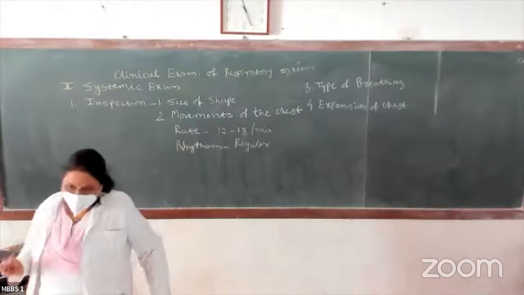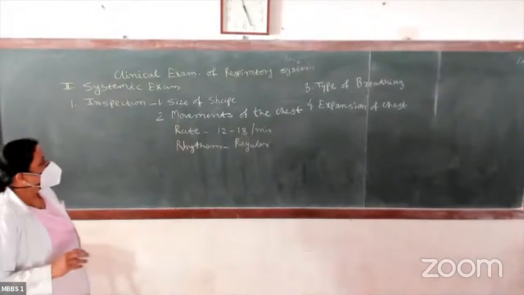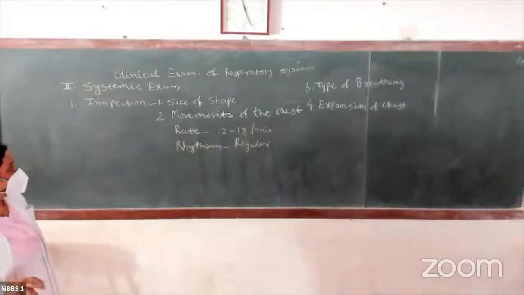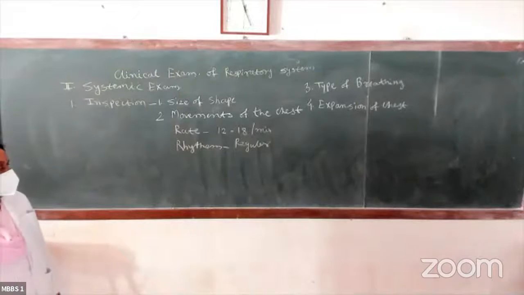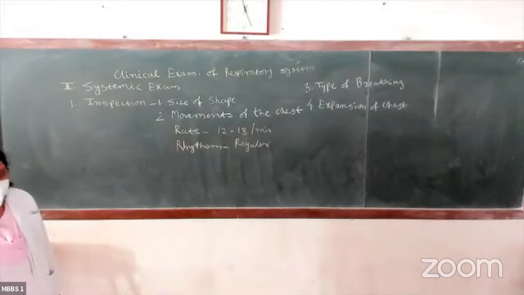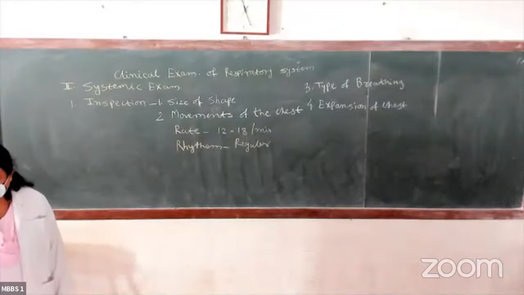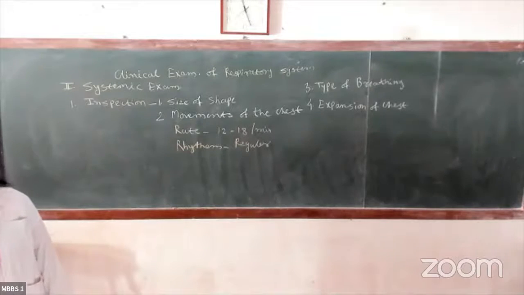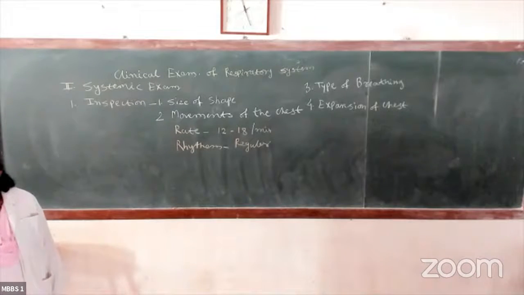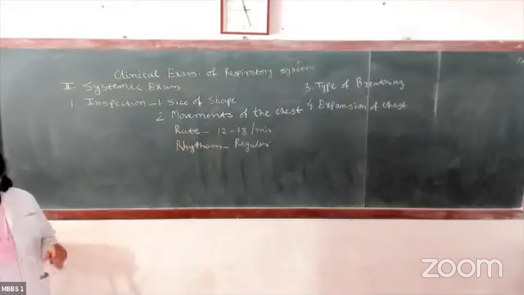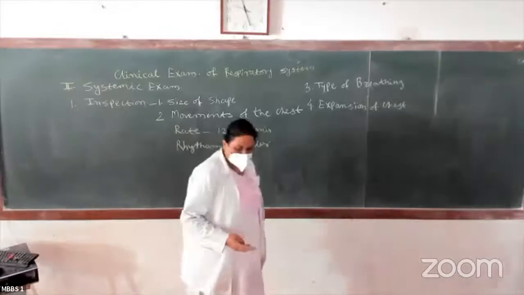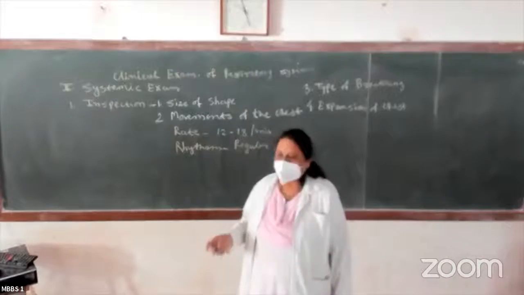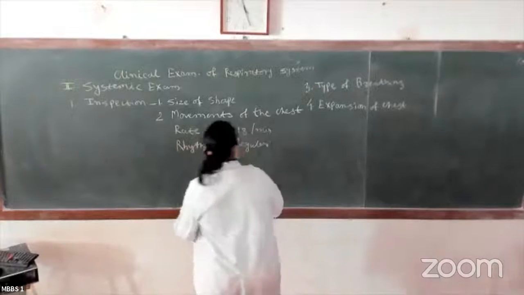Size and shape of the chest. Then movements of the chest: the rate for 1 minute, that is the respiratory rate for 1 minute, rhythm, regular or irregular, type of breathing, thoraco-abdominal or abdominothoracic, expansion of the chest, equal or unequal, that is symmetrical or asymmetrical expansion of the chest. Accessory muscles of respiration working or not, position of the trachea, and last is the apex beat.